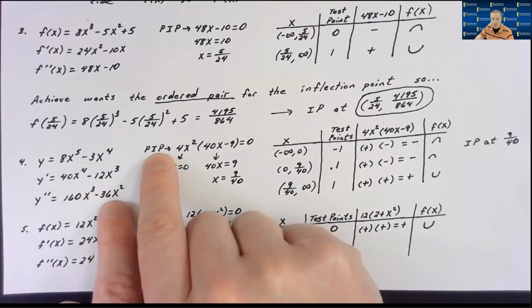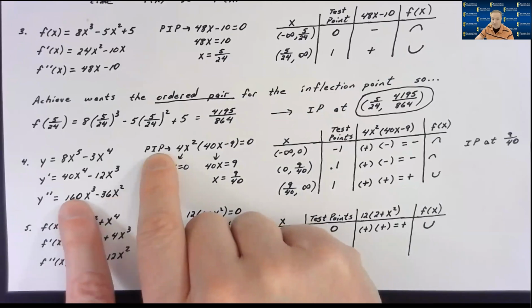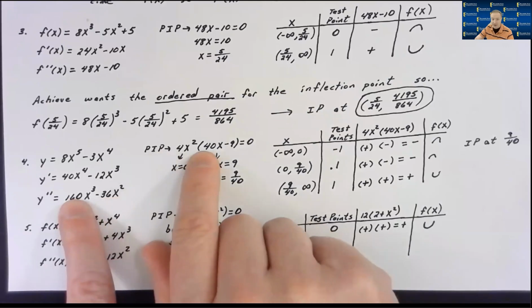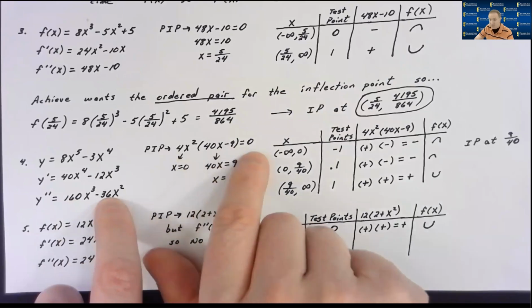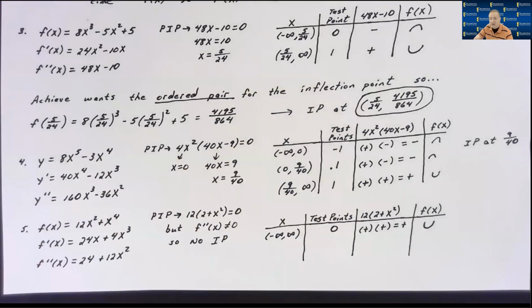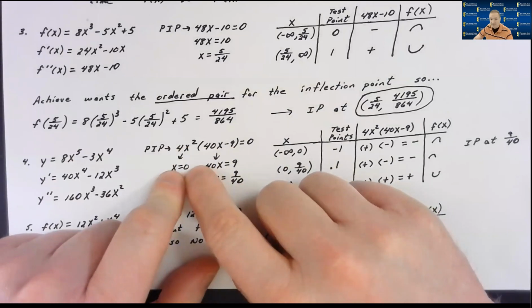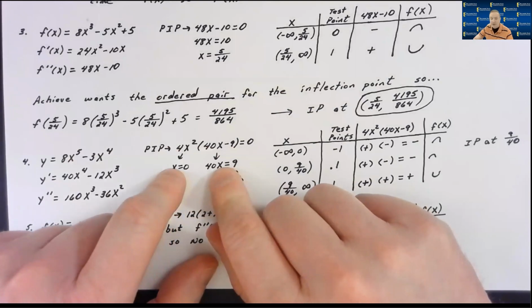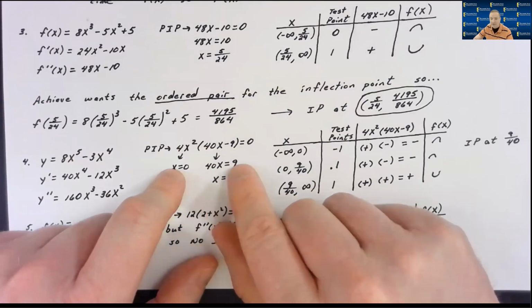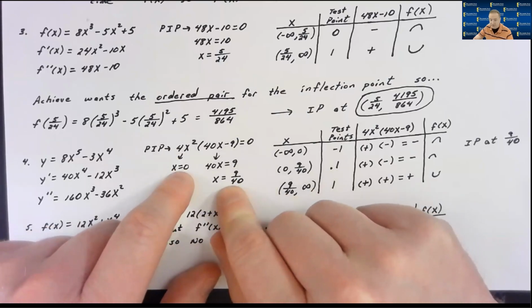I can factor a 4x squared out of these terms. When I do, the first term will be left with a 40x, and the second term, if you factor a 4x squared out, you'll still have a minus 9. Now, the zero product property tells me if I set these two factors equal to 0, either the first factor equals 0, which gives me x is 0, or the second factor is 0. When the second factor is 0, I know 40x is equal to 9, so x is going to equal 9 over 40. Now, these are my two possible inflection points.